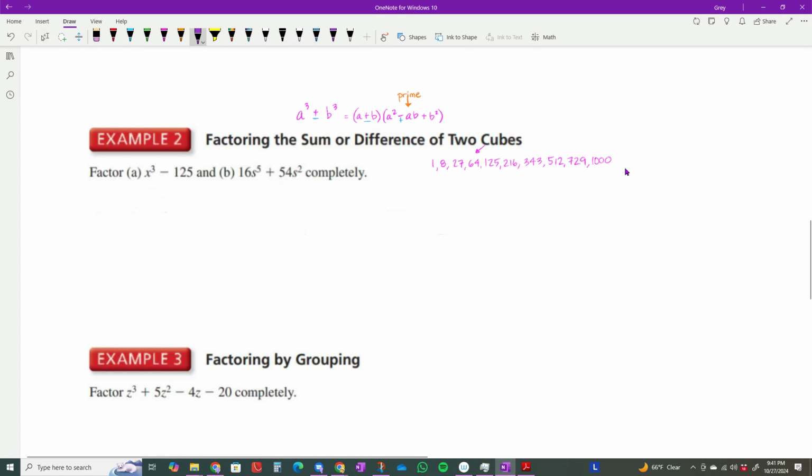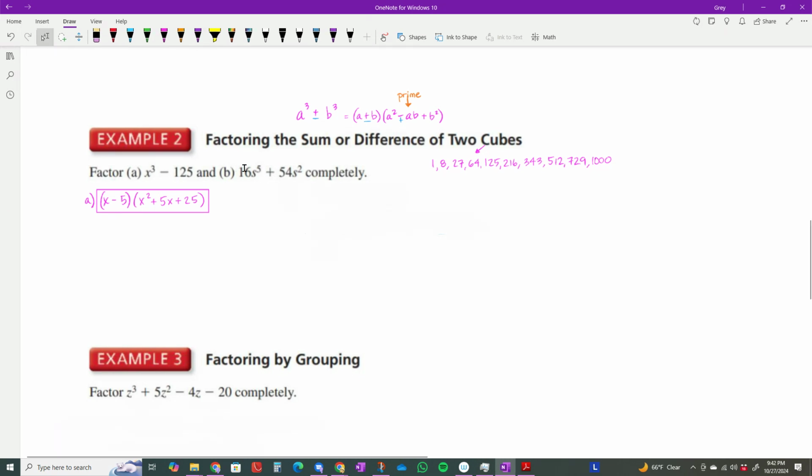So I'm just going to use the pattern, okay? Not a lot of work to show y'all. So the first thing I do is take the cube root of each term, and I keep the sign the same. So that's going to give me x minus 5. I'm going to square the first term, x squared. Change the sign, plus. Multiply them together, 5x, always positive, square the last term. And that's all it is.